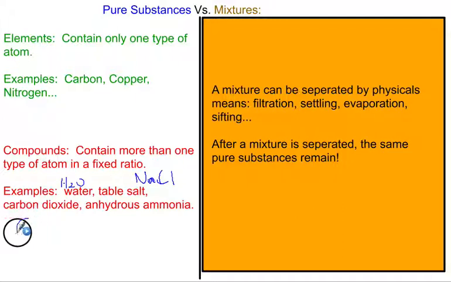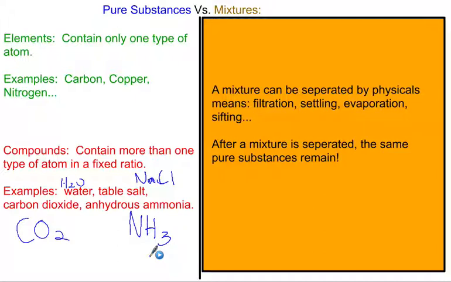Carbon dioxide, like one of the things that's in the gas we breathe out, CO2. Okay, so in carbon dioxide, there's always one carbon for every 2 oxygens. Anhydrous ammonia, what the farmers put on their fields, is NH3. So there's always 3 hydrogens for every 1 nitrogen.